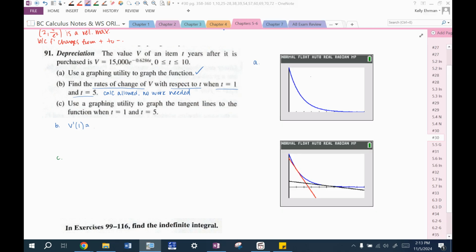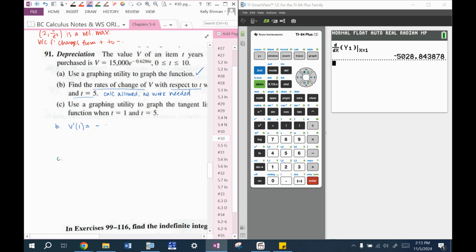So let's round this to 3 places. Negative 5028.844. And what's v prime of 5? Here's a good thing about this: grab that, change that to 5, call it a day. That's about negative 406.891.